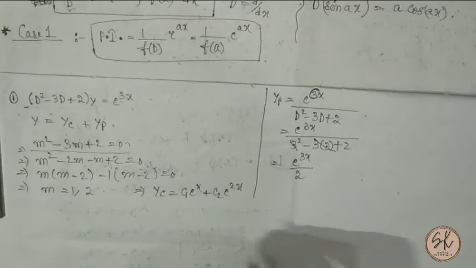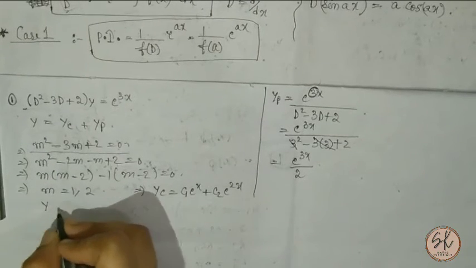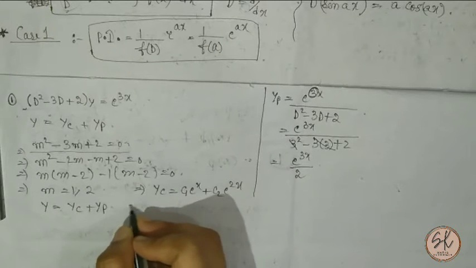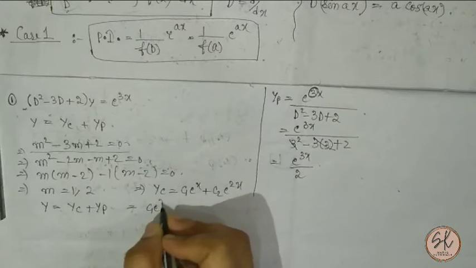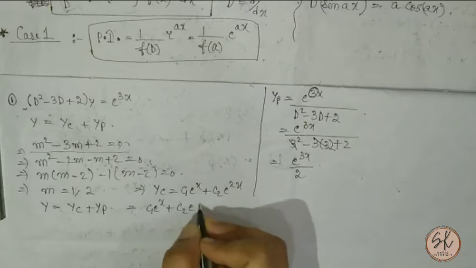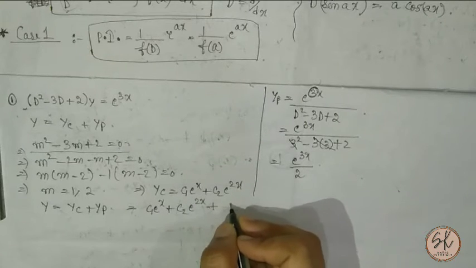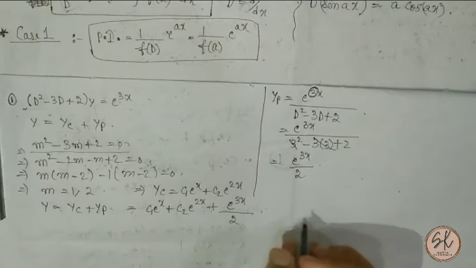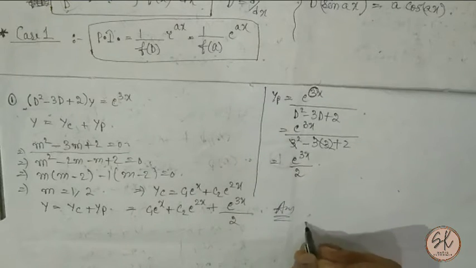Now the general solution is y equal to yc plus yp. That is equal to c1 e to the power x plus c2 e to the power 2x plus e to the power 3x by 2. So this is the answer.